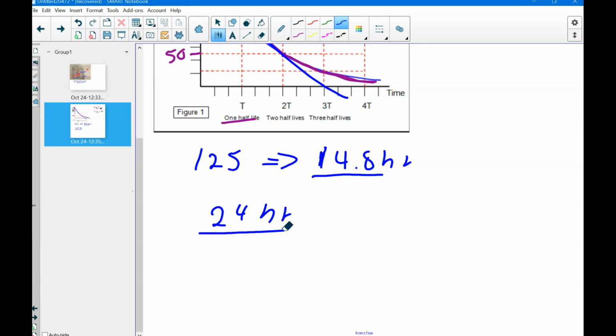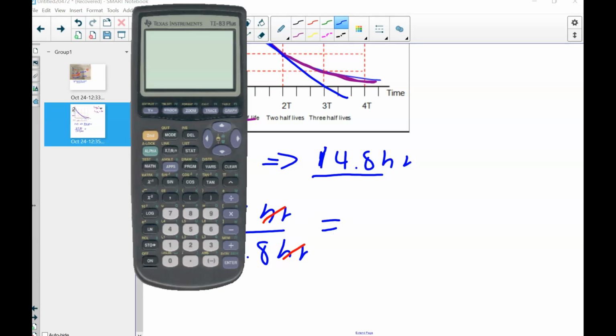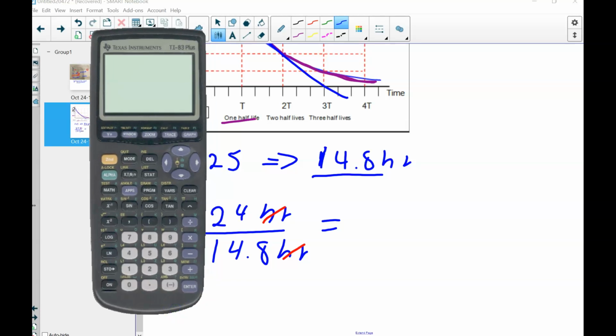Well, take 24, divide it by 14.8 hours. This is where the units cancel out. You notice they cancel because hours cancel. And this is a pretty basic function, but I'm just using it to illustrate a point. Then if we use a calculator, 24 divided by 14.8. That turns into 1.62, just rounding to two decimal places.